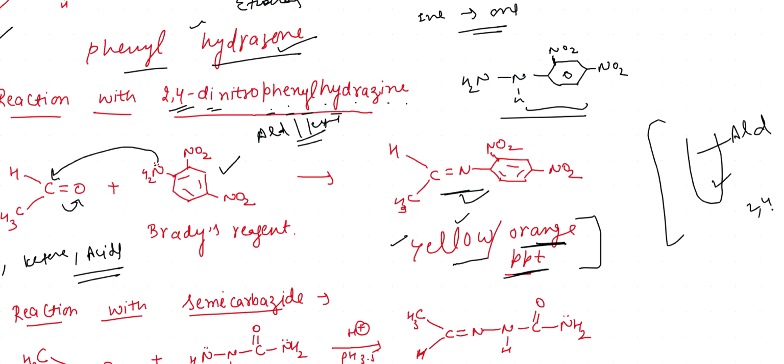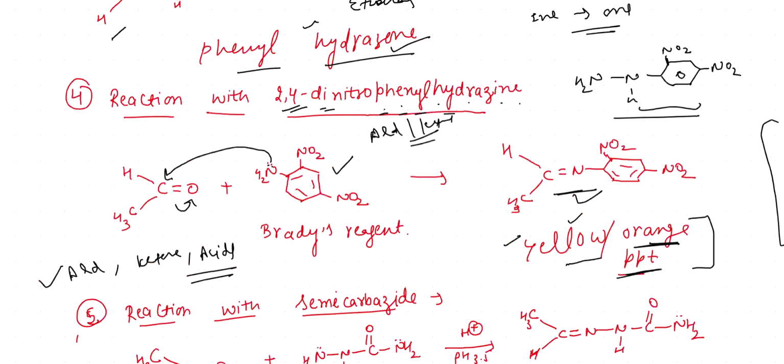So this is one of the advantages of this reaction. This reagent is also known as Brady's reagent, 2,4-DNP. This is its short form.